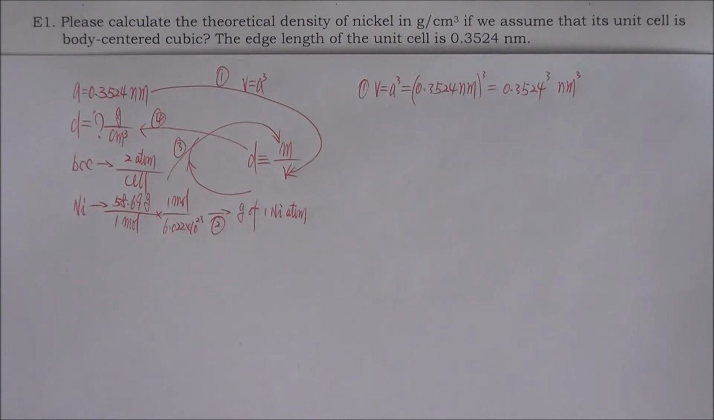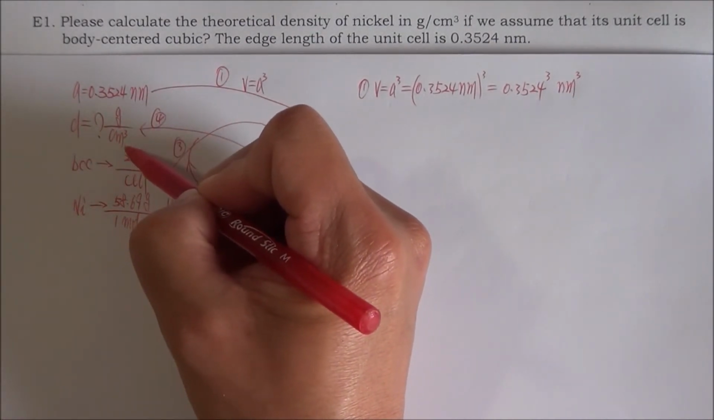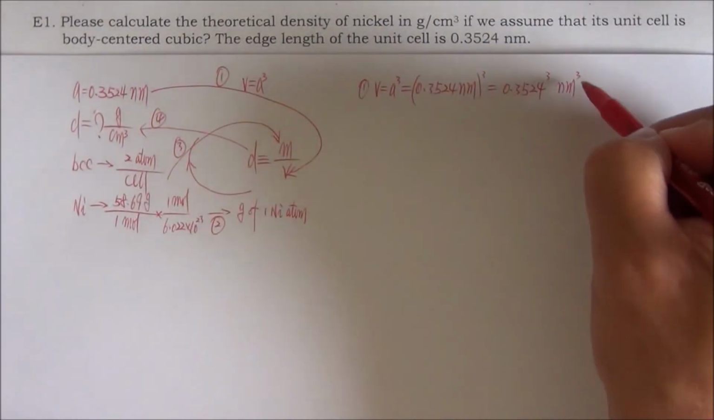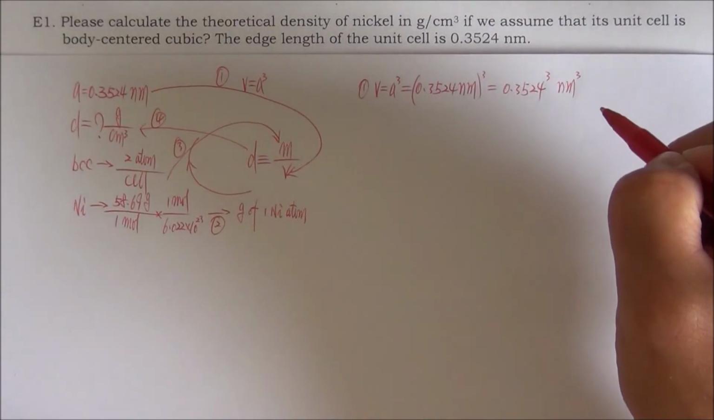Because the unit of what we are looking for is gram per centimeter cube, we want to convert nanometer cube to centimeter cube. We have to use the prefix conversion factors.